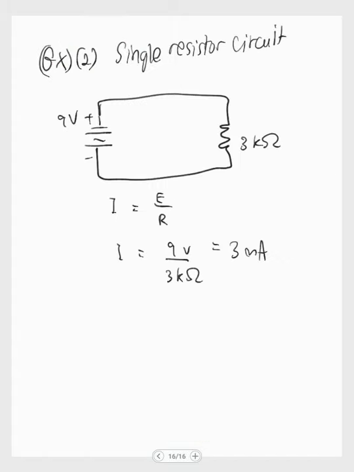Let's have another example of a single resistor circuit. Here it is, and there's 9 volt, just like the last question, but there's only one resistor, which is equal to 3000 ohm. Because of the formula that current is equal to voltage over resistance, we can write it as 9 volt over 3 kilo ohm, and we're going to get the result of 3 mA as the current of this whole system.